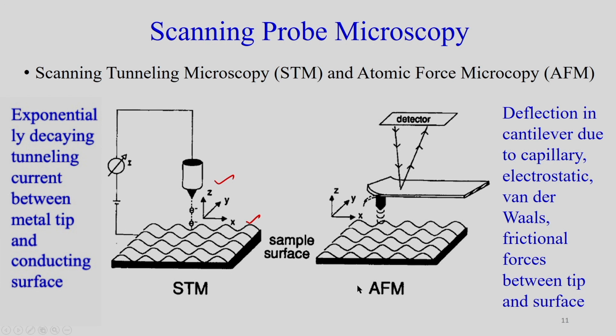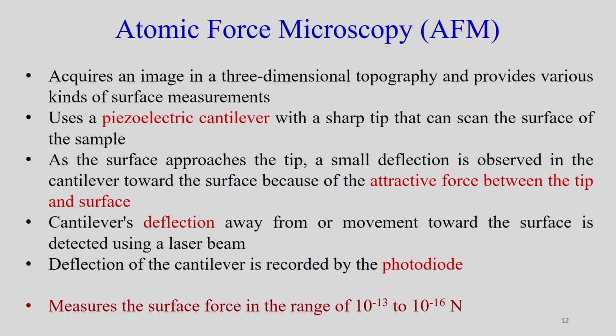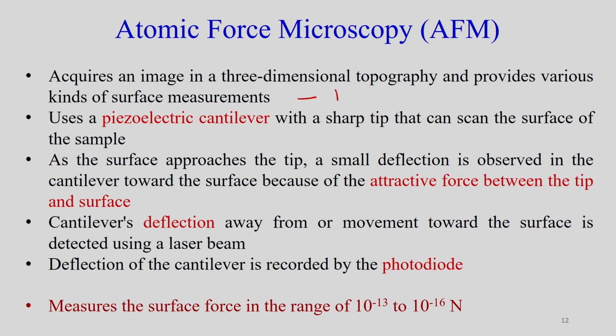Now, here we go for the AFM. So, here we are measuring the deflection. This is your surface and this is your tip. So, between the tip and surface, there will be different intermolecular interactions, and these interactions may be capillary, electrostatic, van der Waals or friction forces, and because of these interactions, there will be deflection in the cantilever, and this deflection is measured. So, here we are measuring the deflection, and in case of STM, you are measuring the decaying tunneling current. In case of AFM, this is used for the morphology or the topography, and apart from the topography, it also gives information, or it can be post-processed particularly to analyze the roughness parameters.